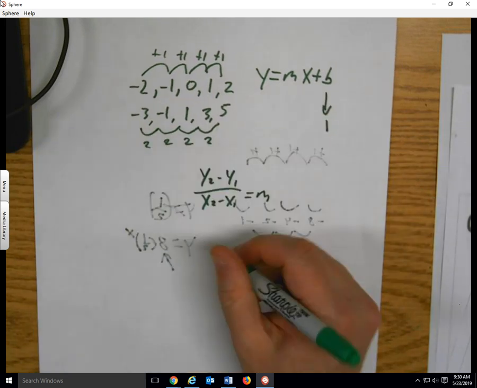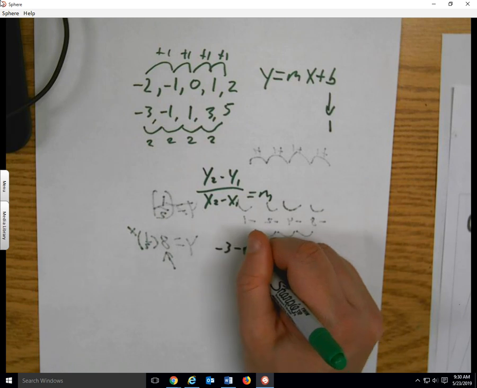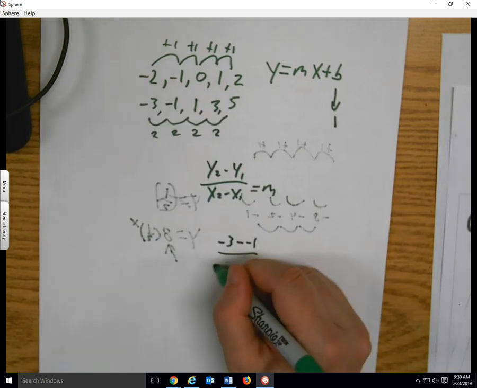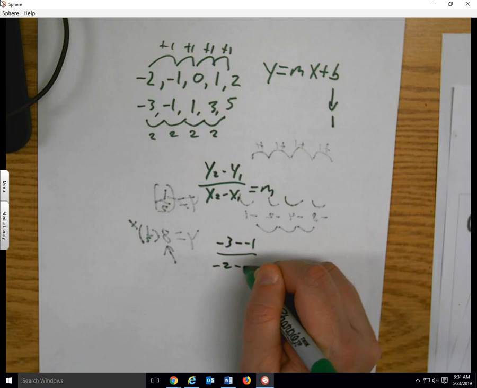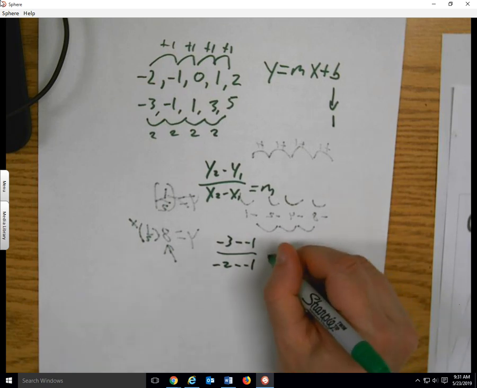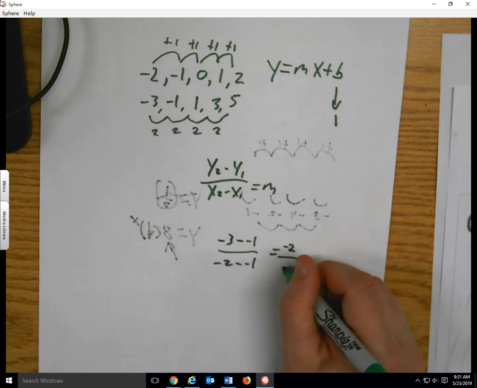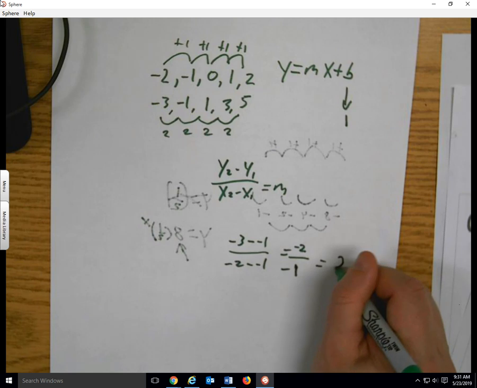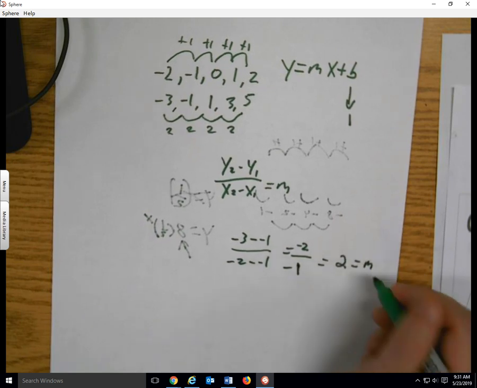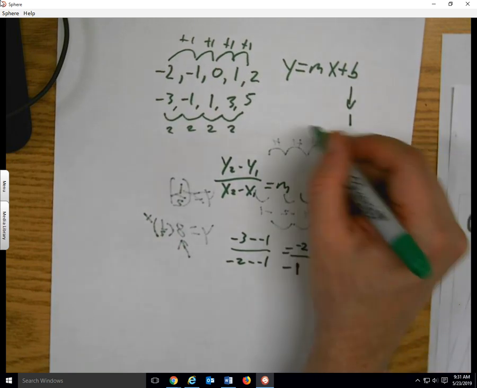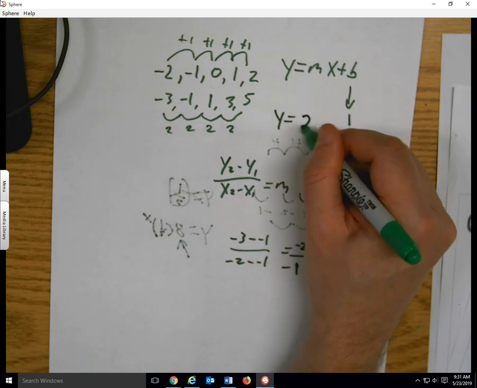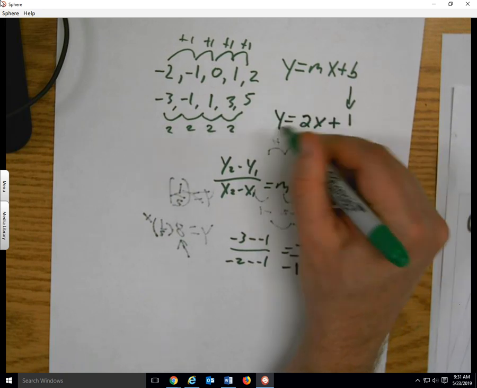So it would be negative 3 minus negative 1 over negative 2 minus negative 1. You have negative 2 over negative 1, or a 2. That equals your m. So we already know the b is 1, so y equals 2x plus 1.